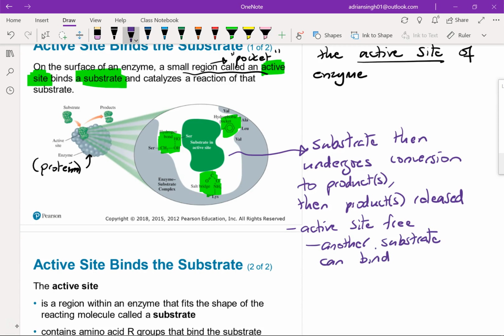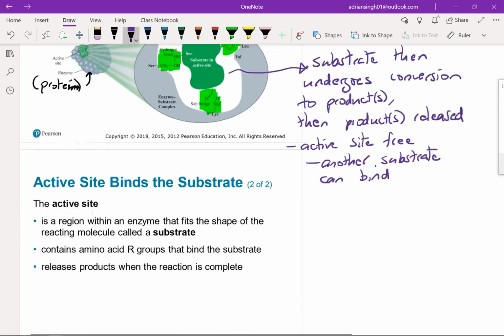And that goes on over and over again, which is why enzymes are so powerful, right? They're able to catalyze many reactions over and over again. Substrate comes in, gets converted, the products leave, another substrate can come in, and that can repeat itself hundreds, millions, even billions of times a second, depending on the enzyme that you're working with.